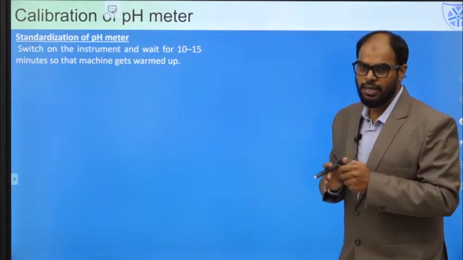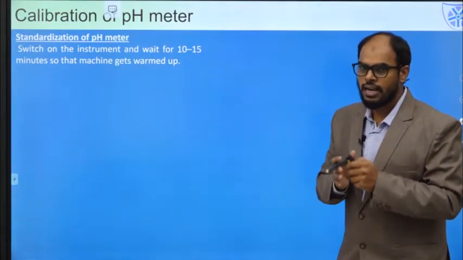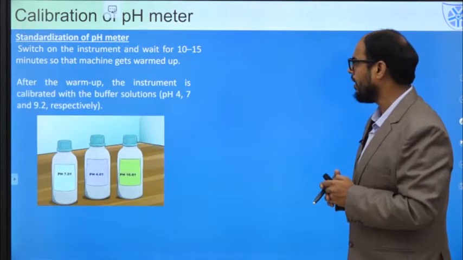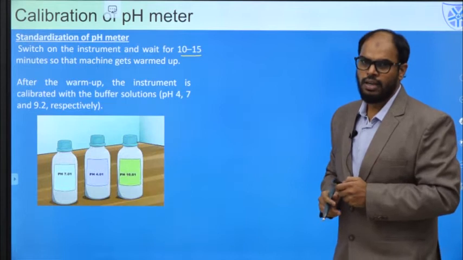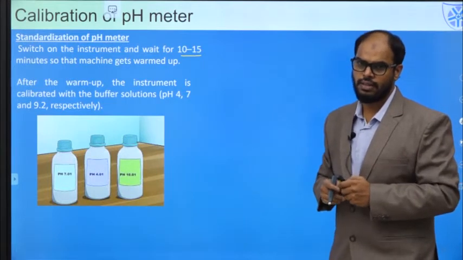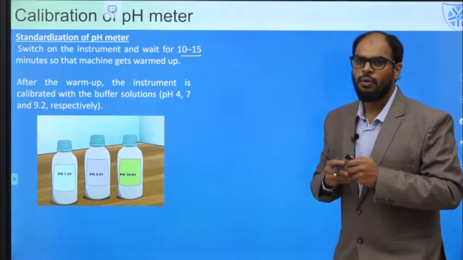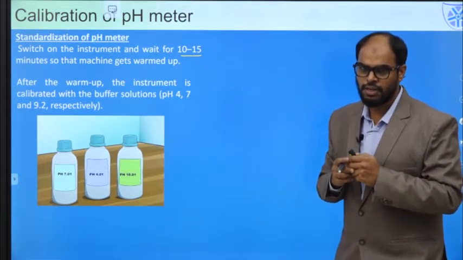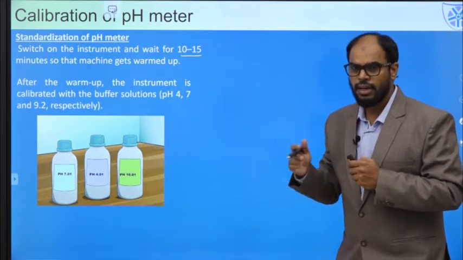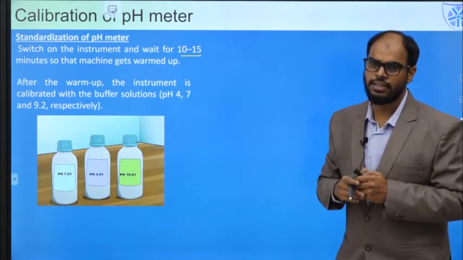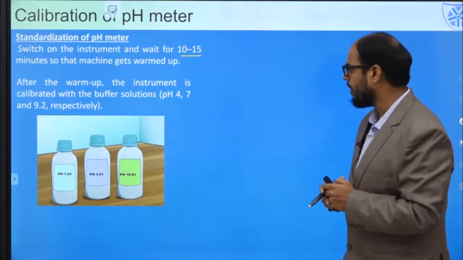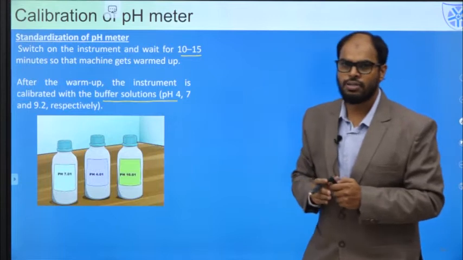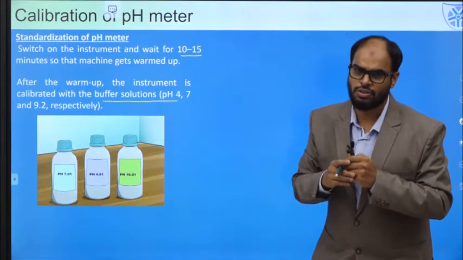Before we use a pH meter, we are supposed to standardize and calibrate the pH meter. This standardization involves switching on the instrument and waiting for 10 to 15 minutes so that it gets warmed. We are supposed to ensure that the pH meter is warmed well enough before it can be used for any acid base titration determination. Once it gets warmed up, the next process is the calibration of this pH meter using different pH solutions.